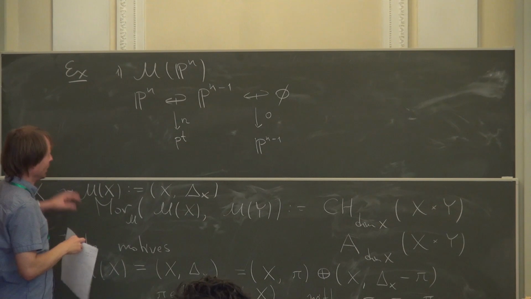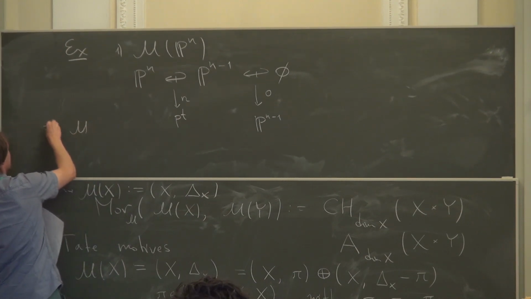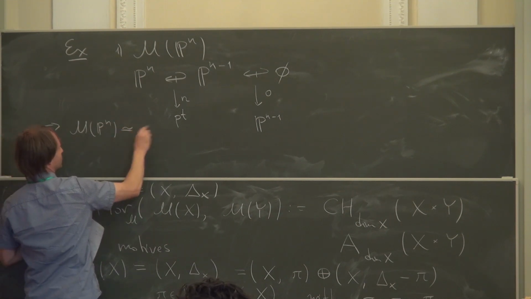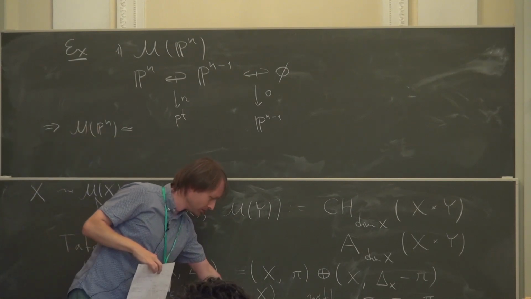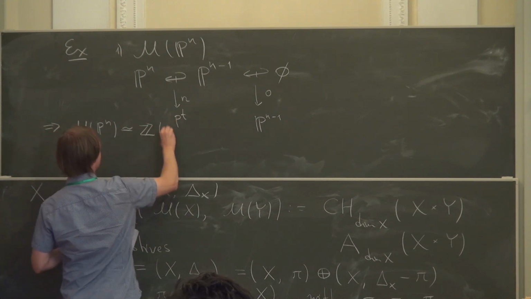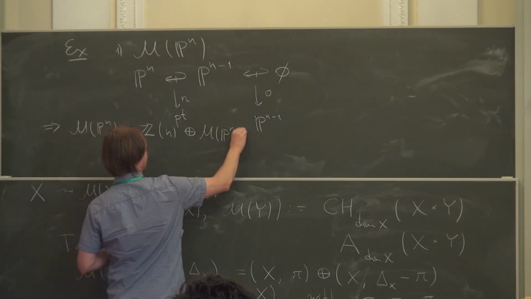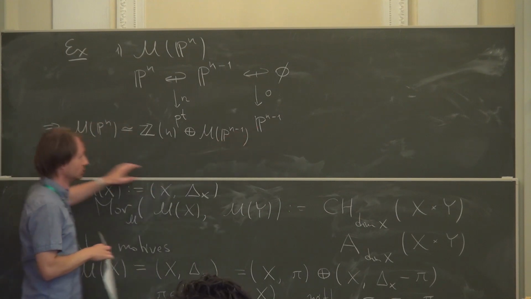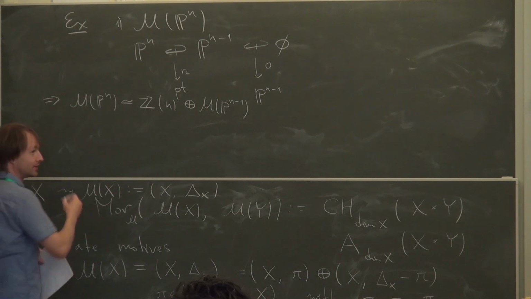It follows that the motive of Pn is just the motive of a point, which we denoted by Z here, now shifted by n, plus the motive of Pn minus 1, and you can continue inductively with shift 0. We don't write shift 0. Well, at least it looks good.